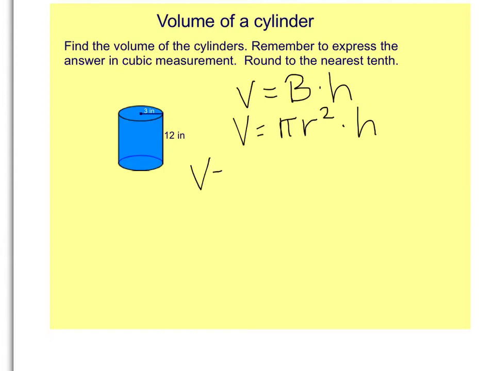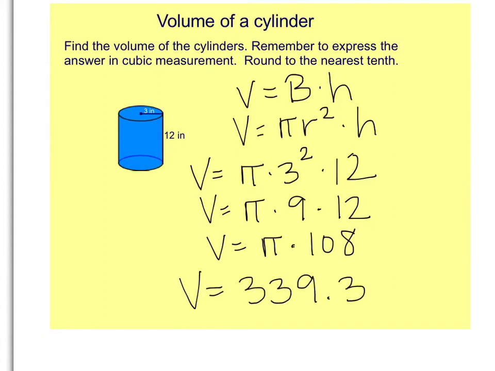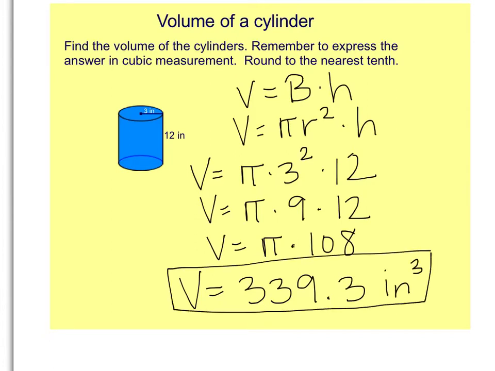So if I plug in what I know, pi is going to be pi on my calculator, times 3 is my radius squared, multiplied by my height of 12. So that's going to be pi times 9 times 12. I can punch all that into my calculator. Or I could do pi times 108 in my calculator. We're going to be using our pi button. And then we're going to round my answer in my calculator to the nearest tenth. So this is 339.3 inches cubed. That's all I'm doing to find volume.